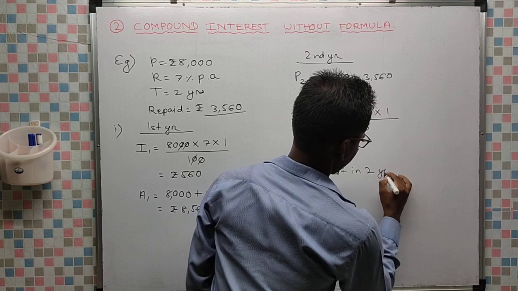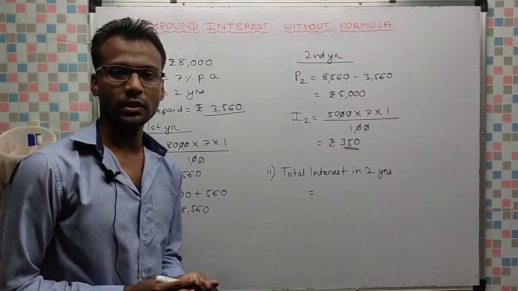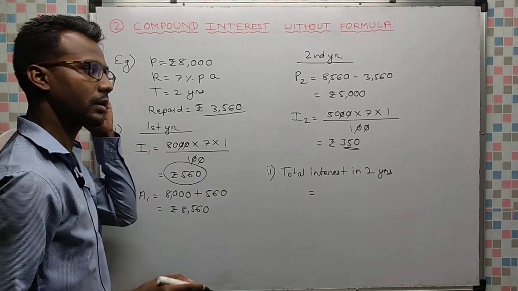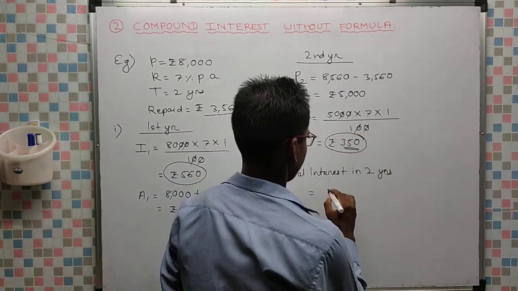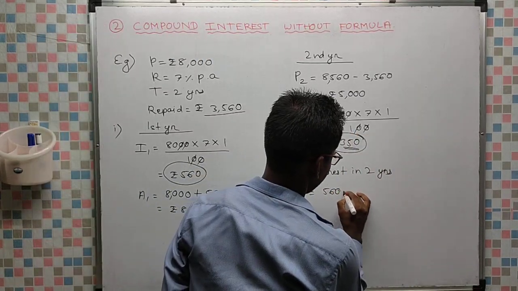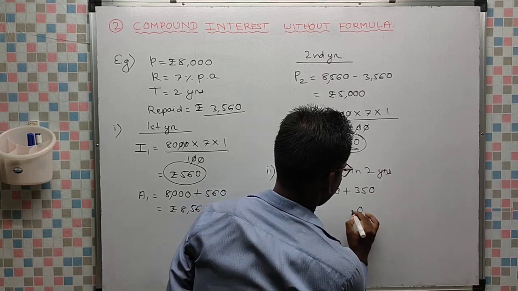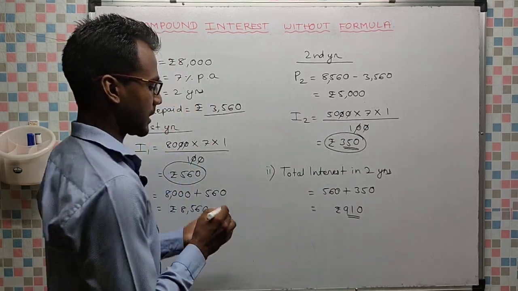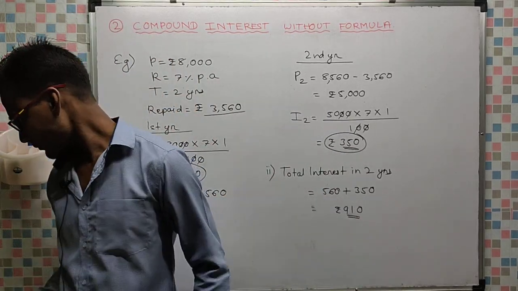Total interest in 2 years is equal to I1 plus I2, which is 560 plus 350, which is equal to rupees 910. So this is the answer of the second bit.